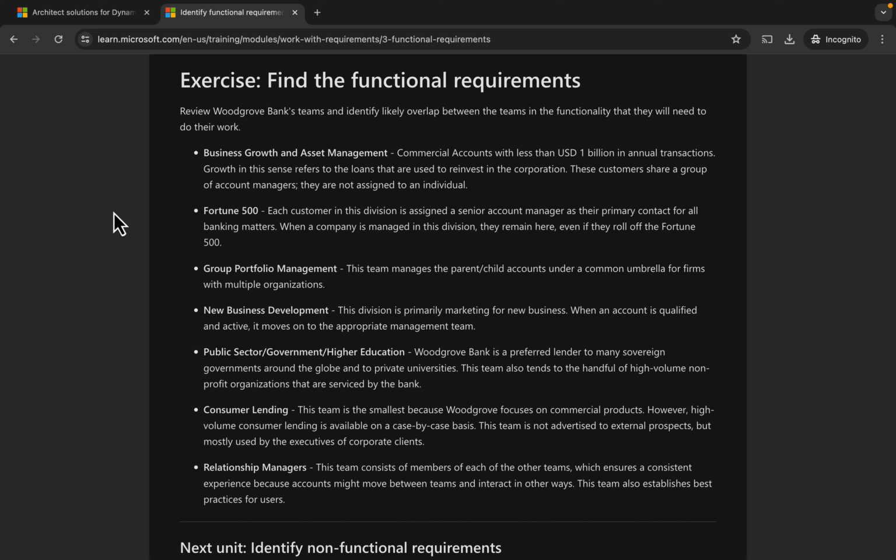Exercise. Find the functional requirements. Review Woodgrove Bank's teams and identify likely overlap between the teams in functionality that they will need to do their work.